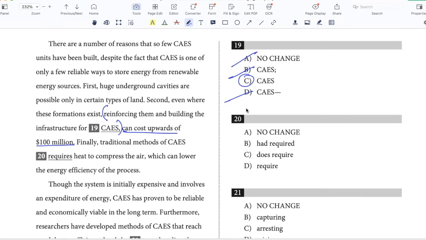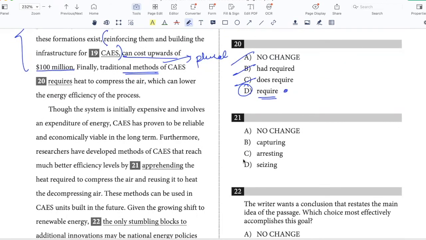Finally, traditional methods of CAES require heat to compress the air, which can lower the energy efficiency of the process. Okay, so I need to decide the correct verb here, and the subject of this verb is traditional methods, which is a plural subject. So my verb should also be plural, so that would be require. Traditional methods of CAES require heat to compress the air, right? So it's not A. Had required is past perfect, and that doesn't make sense because the paragraph is in the present tense. And does require is also singular, so that's wrong. The answer is D.